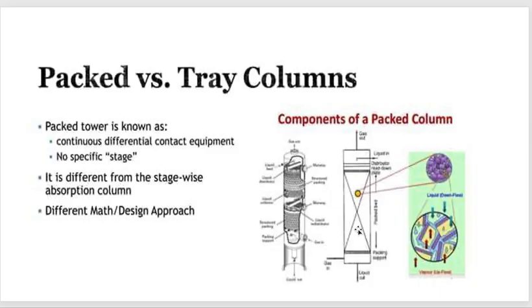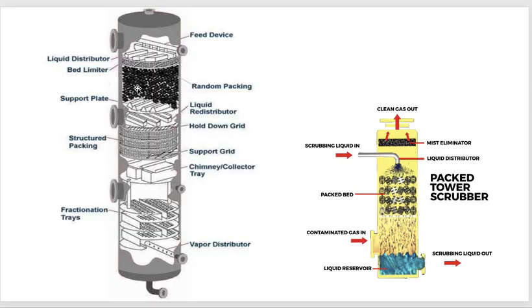When we talk about the packed column versus the tray column, the packed tower is known as continuous differential contact equipment. No specific stage is found. Okay, so here you will see the packing in the tower. Here is a distributor, the device for the feed inlet, liquid distributor, and this is the bed. For the contact between the liquid and the vapor, the liquid direction is from top to down, and the vapor from down to top.